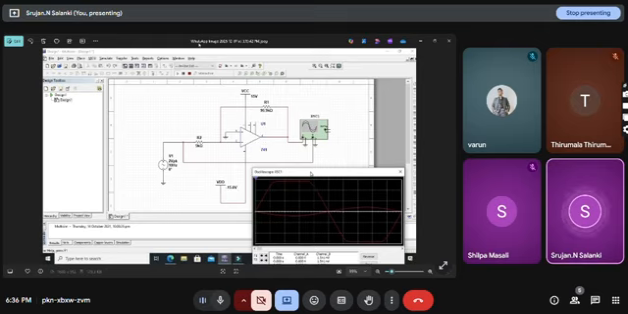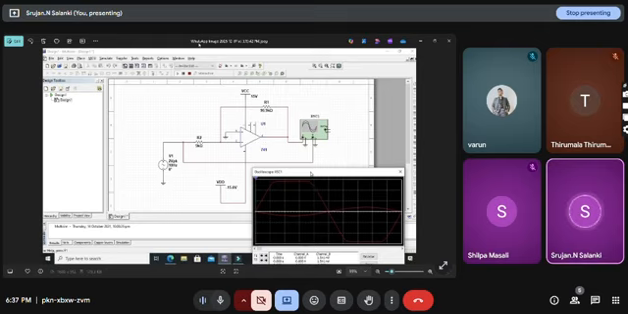Hello everyone, myself Srujan. I'm going to present the inverting amplifier part. An operational amplifier is a high-gain electronic device used for amplification of signals. The IC741 is a widely used general-purpose operational amplifier. An inverting amplifier is a basic configuration of an op-amp.